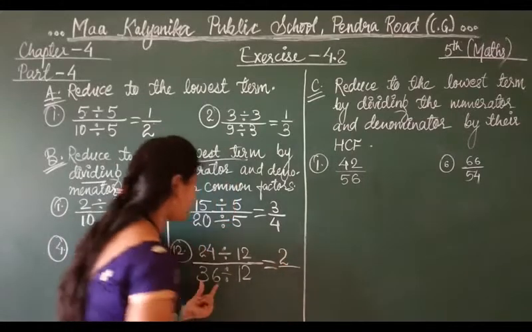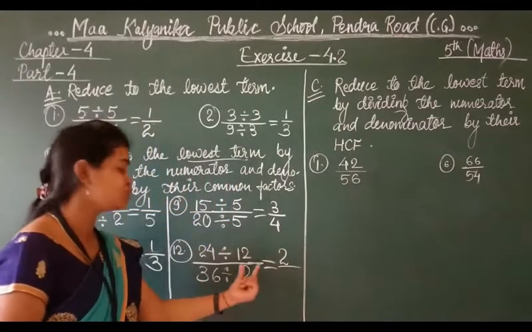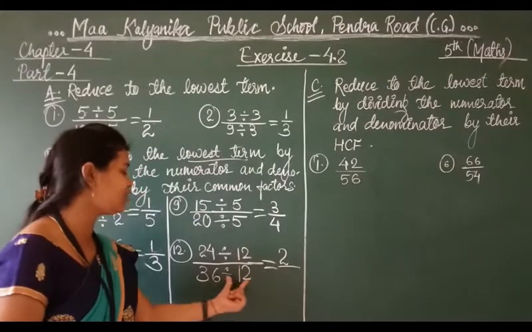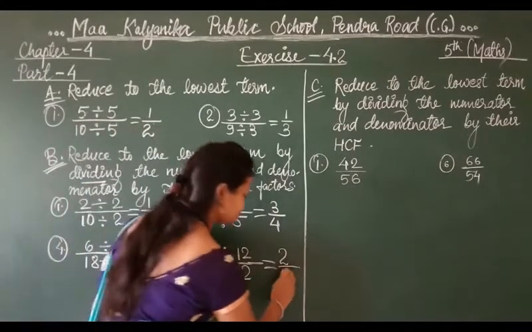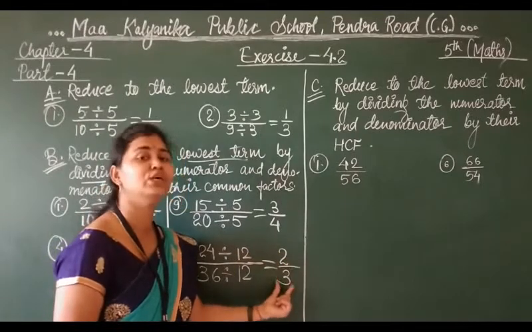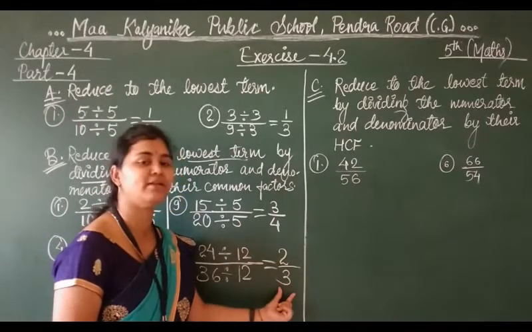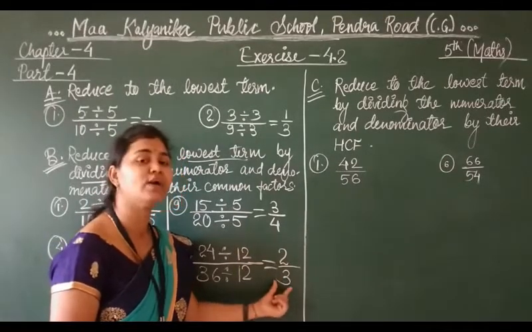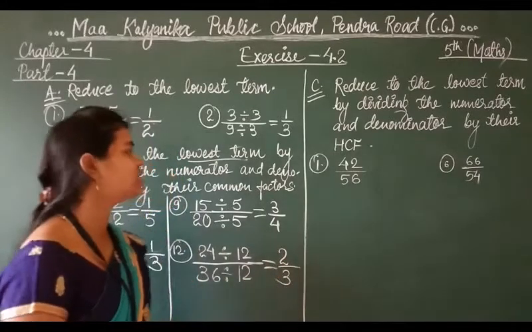And 36 divided by 12. So 12 ones are 12, 12 2s are 24, 12 3s are 36. Yes, 12 3s are 36. So 2 by 3 is the lowest term. It cannot be divided further by a common factor. So that's why this is the lowest term.